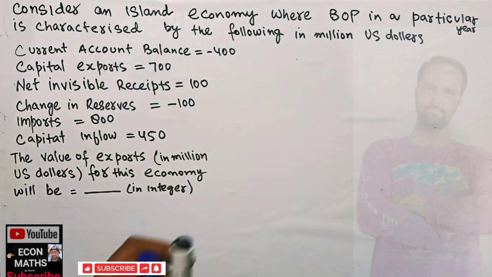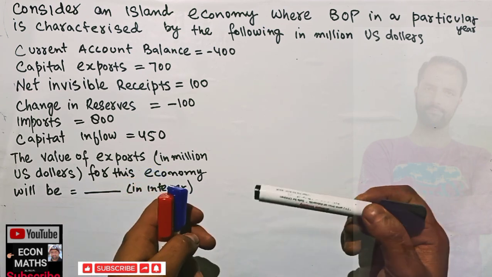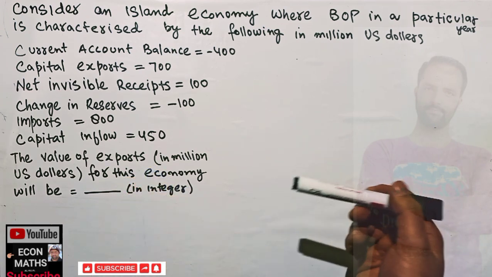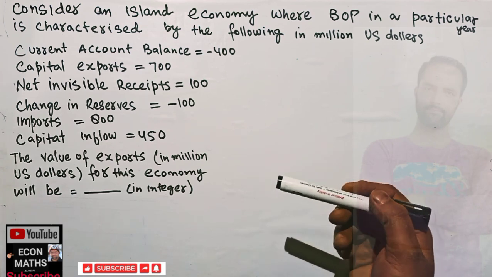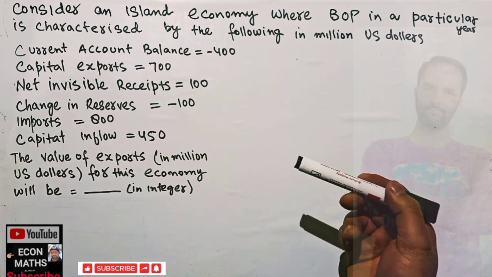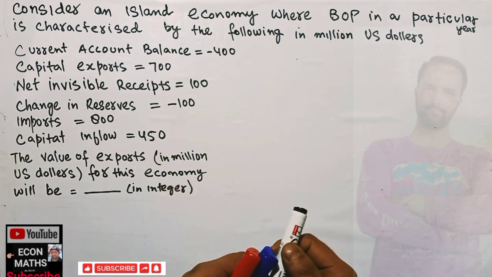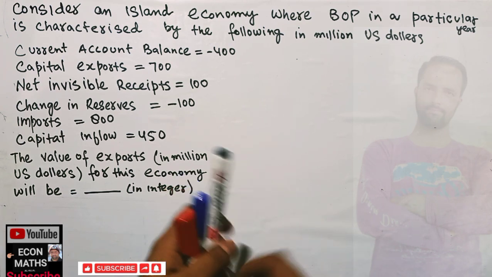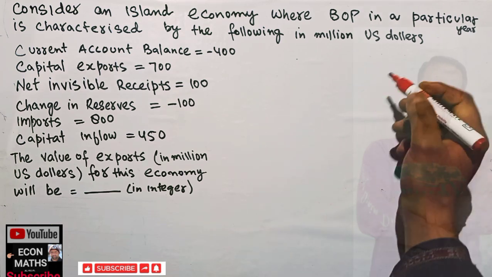Now, what is the balance of payment? I will not go into the detail, but balance of payment is the statement which records all the monetary transactions between residents of a country and the rest of the world during any period, and usually we take a year. So how do we calculate this, what are we being given here and what do we have to calculate?